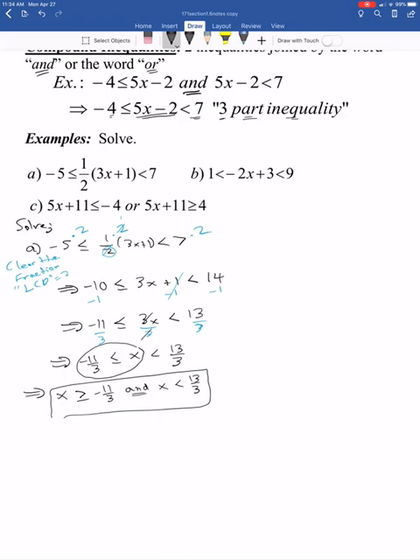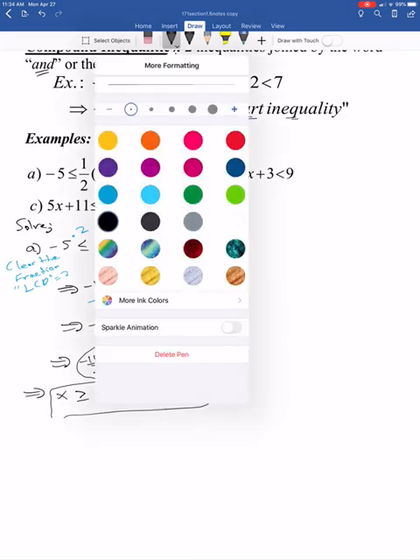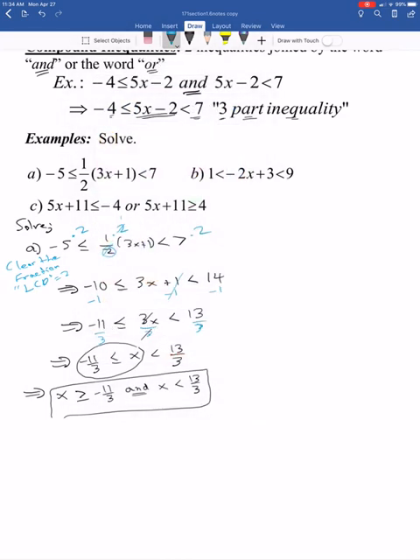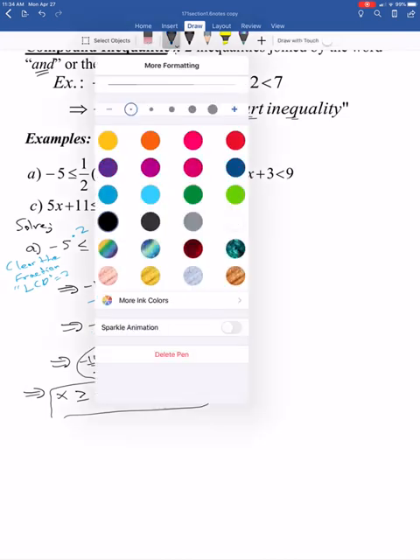There's two restrictions on x. It's got to be greater than or equal to negative 11 thirds and less than 13 thirds, which is 4 1/3, right? If you want to write it as a mixed number. And of course, negative 11 thirds is negative 3 2/3. Now let's graph that. So let's look at this graphically. Let's go ahead and graph in the solution set.